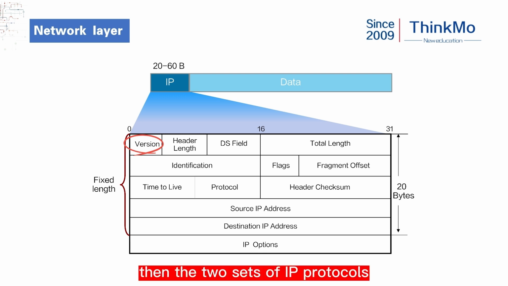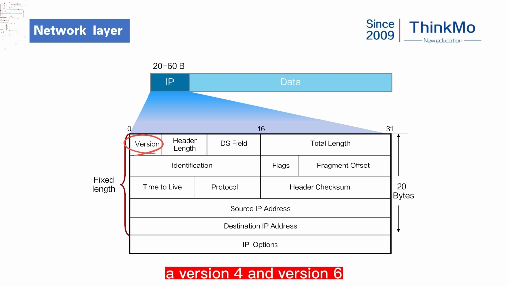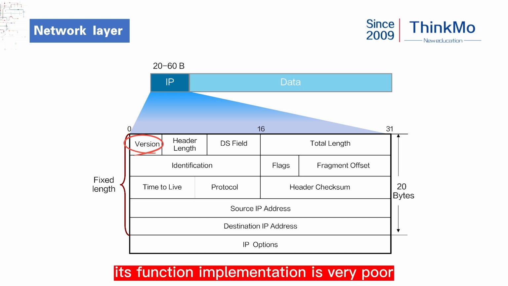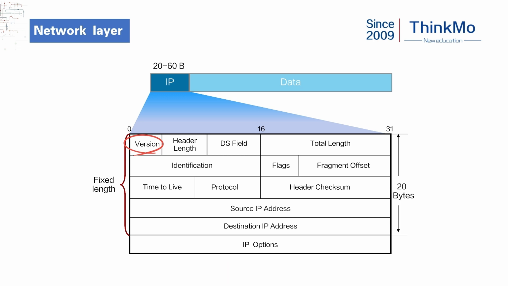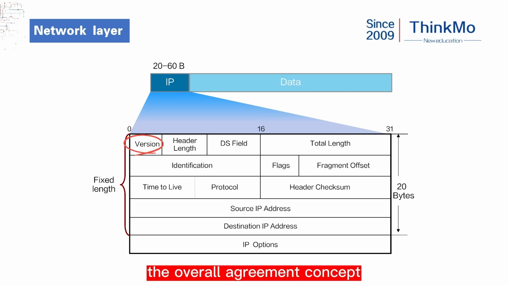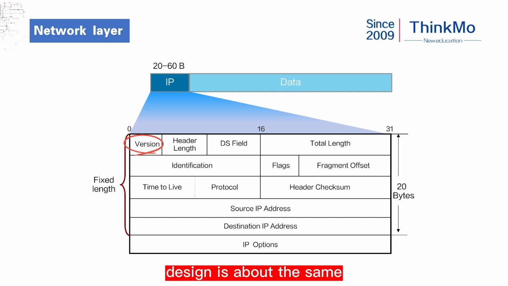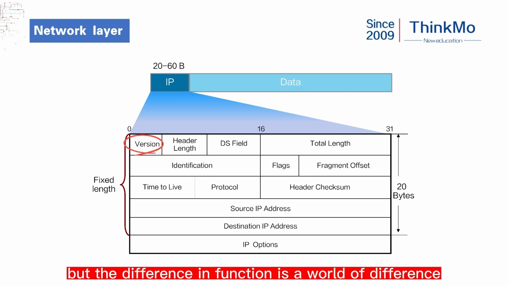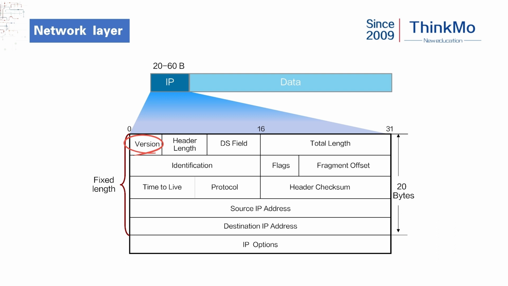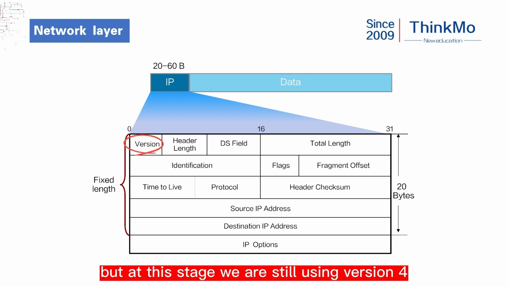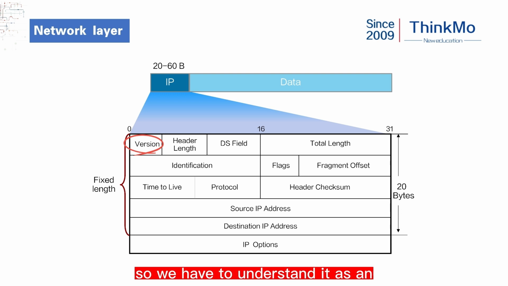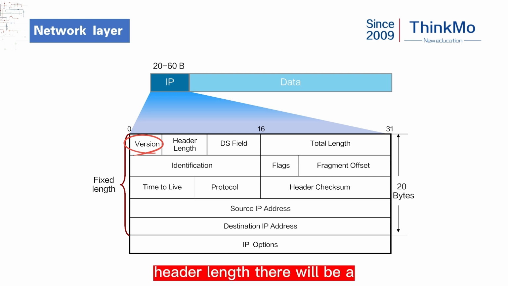Then the 2 sets of IP protocols, version 4 and version 6, are in fact very similar in protocol concept and overall framework design, but the difference in function is a world of difference. But at this stage we are still using version 4. So we have to understand the header length. There will be a field that identifies our entire header length.